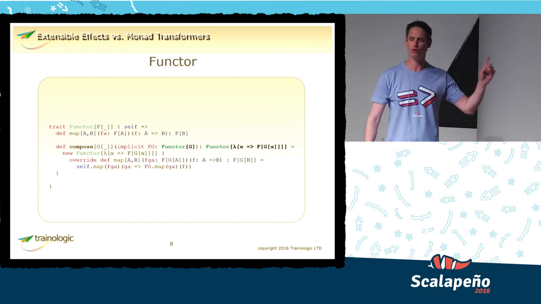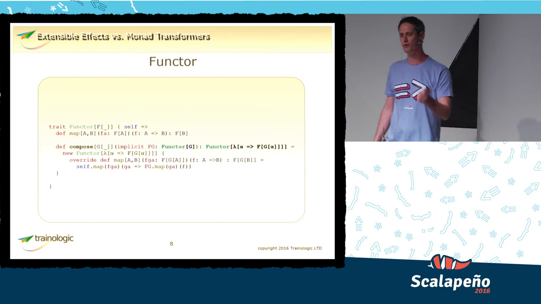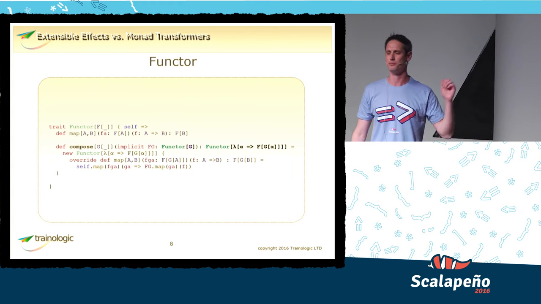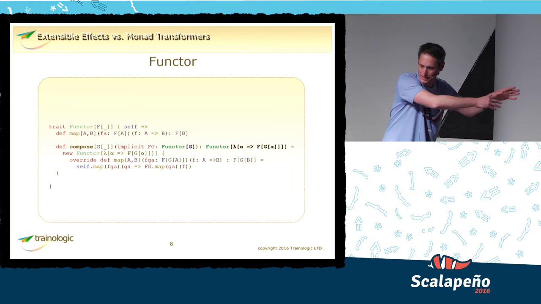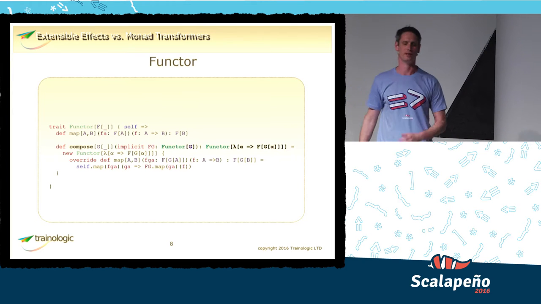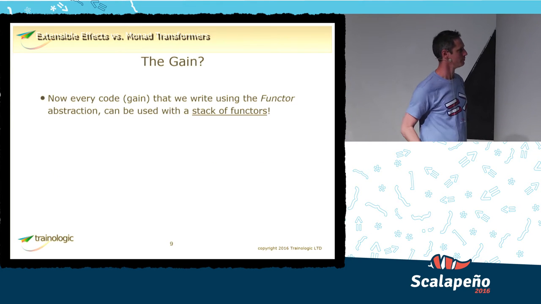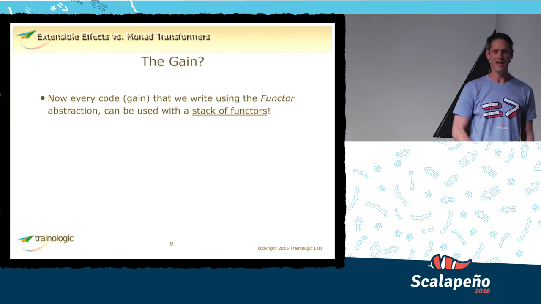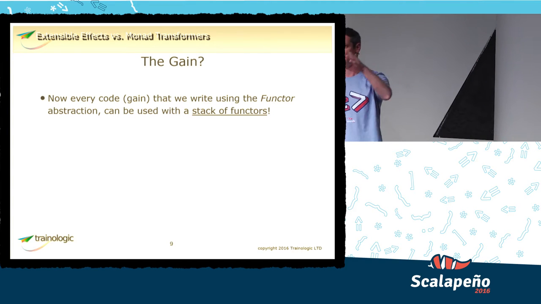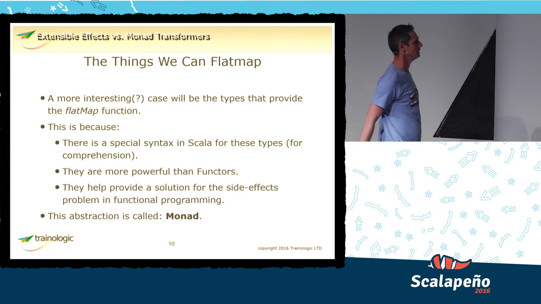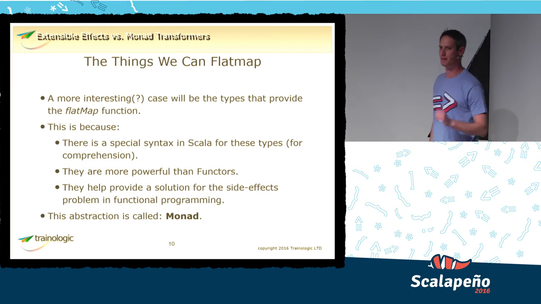Okay? And I'm showing this because what I'm going to show you later is that the monad abstraction, which I will focus on, doesn't provide this feature, and because it doesn't have this feature, we need to choose something like monad transformers or extensible effects. Okay? So, functors composed, and I can use everything that I can write over a functor over a stack of functors. Okay, so now let's talk about the more important stuff, the stuff we can flat map over.